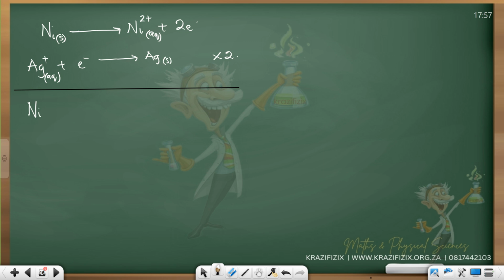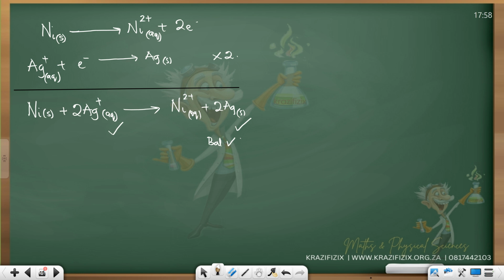On the top, it's going to be what? Nickel, what? Solid, plus 2 Ag plus, which is what? Aqueous. And then what do we have at the bottom here? Ni 2 plus, and 2 Ag, what? Solid. My good learners, check. You've gotten yourself 3 marks: left hand side, right hand side, and for balancing, you have 1 mark.